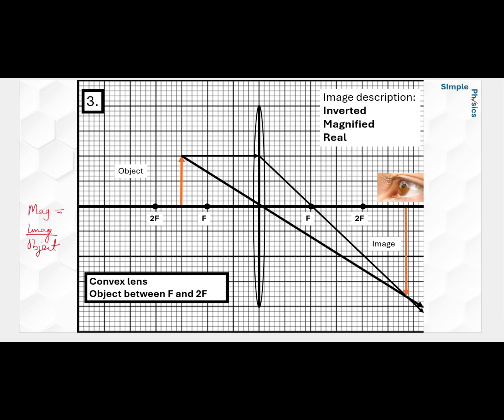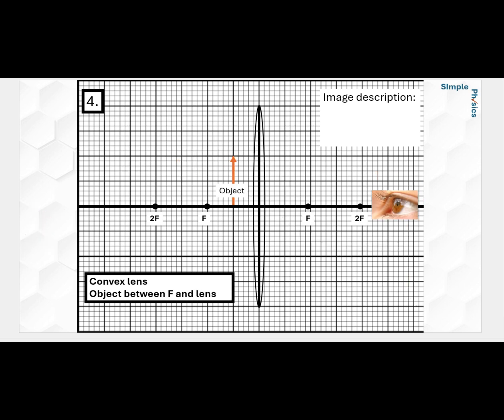Okay, and then what is the one they like to draw? The hardest one of the converging is what happens if it's inside the focal length. Now you're thinking, well, how do I work out the focal length? They'll tell you it. They'll tell you the focal length is 5 centimeters. Something is placed 2 centimeters from the lens. So it's inside the focal length.